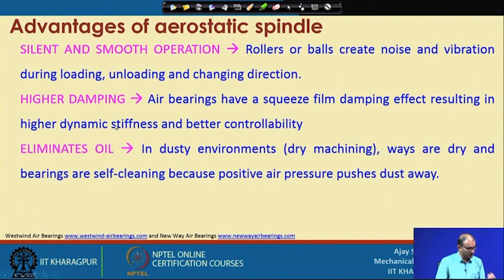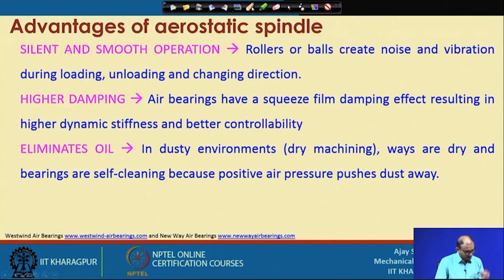Eliminates oils, because we are not using oil or anything, in a dusty environment or dry machining. When you do not use oil, very fine particles are often spread all over the machine surface as well as around the machine parts. Ways are dry and bearings are self cleaning because of the positive air pressure which pushes dust away.